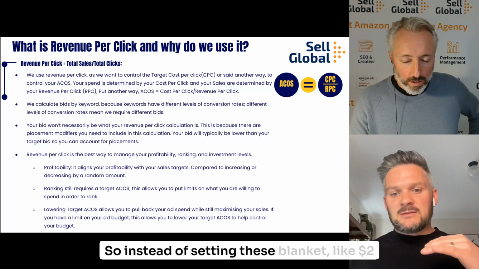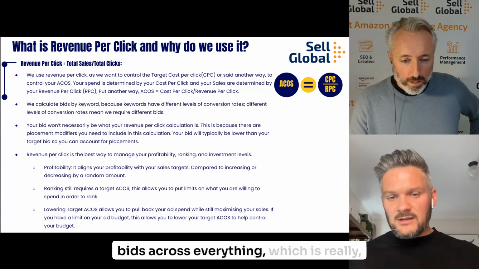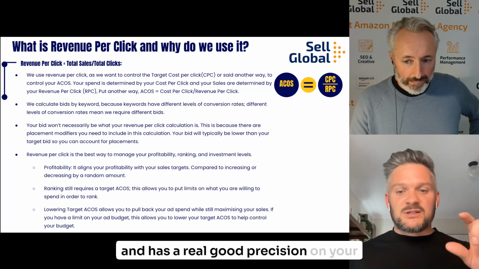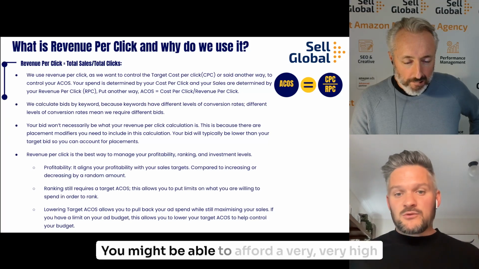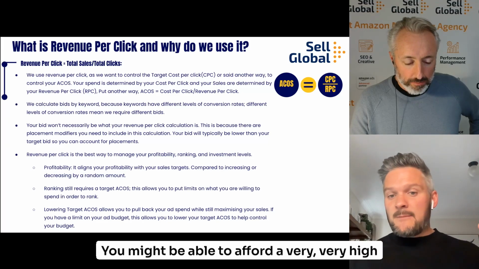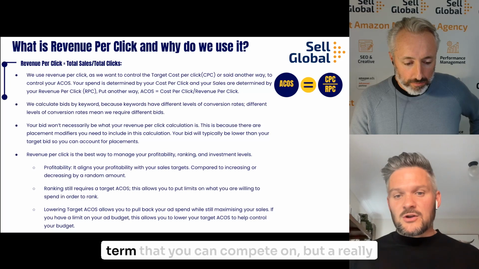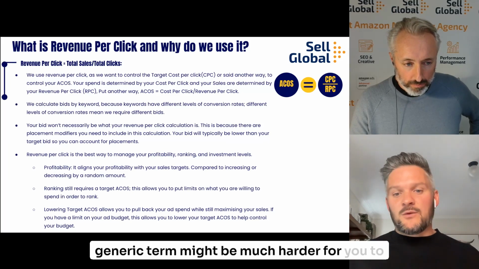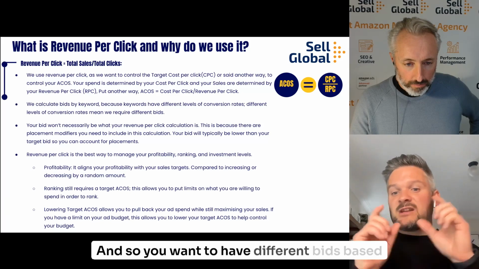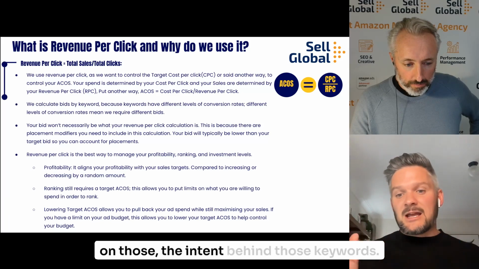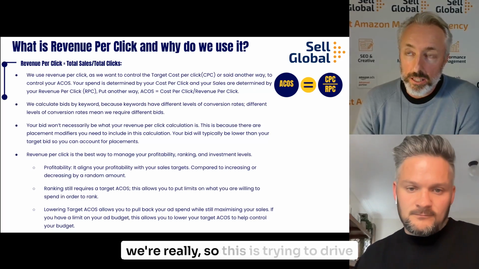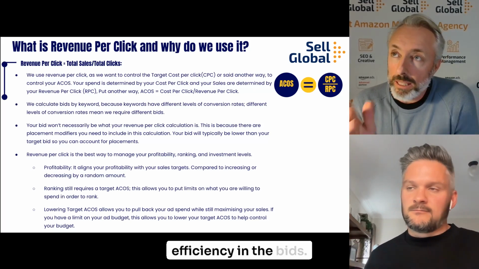So instead of setting these blanket, like $2 bids across everything, which is really inaccurate, you can get really precise and have real good precision on your keywords. You might be able to afford a very high bid on something that's very relevant to your term that you can compete on, but a really generic term might be much harder for you to compete on. And so you want to have different bids based on the intent behind those keywords. So this is trying to drive efficiency in the bids.